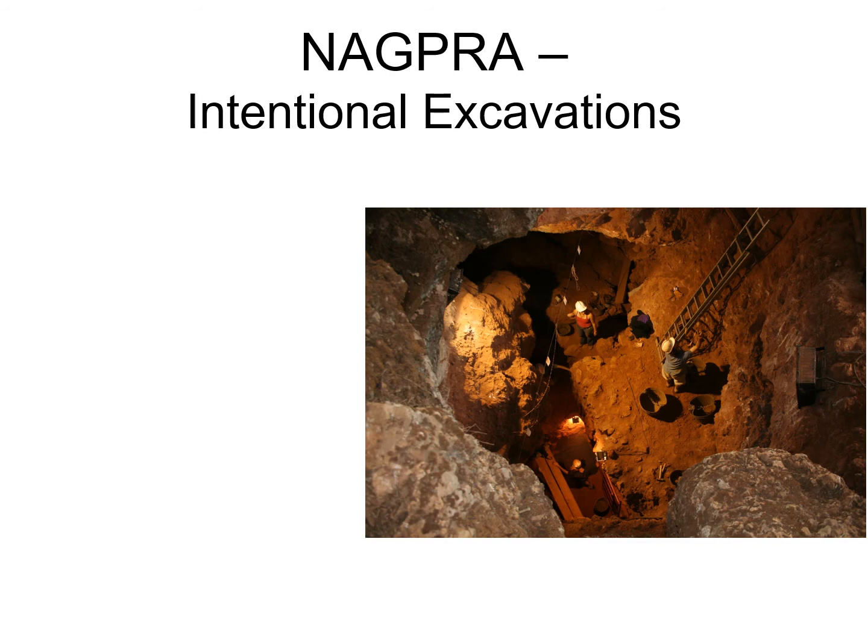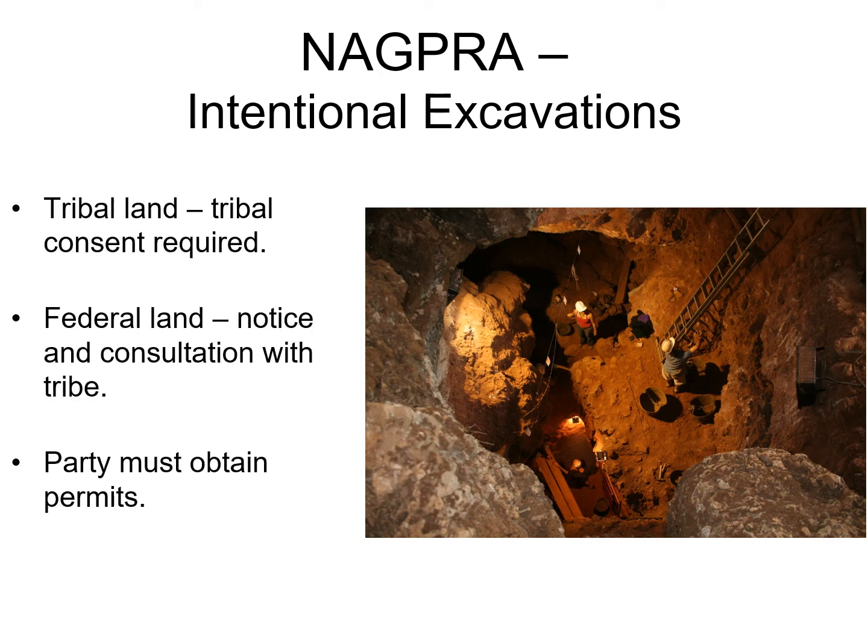So if we look at how NAGPRA behaves in the two contexts in which archaeologists dig, right, in terms of intentional excavations, where they have a site plan, they go out, they know something's there, they have a whole organized way in which they're going to dig the site. If the intentional excavation is on tribal land, tribal consent, of course, is required. And regardless of what you're doing, any party must obtain a permit in order to dig. If it's done on federal land, a notice must be given and a consultation with whatever tribe holds control over that particular piece of federal land. All of these things need to be done in order for intentional excavations to go off without any problems.